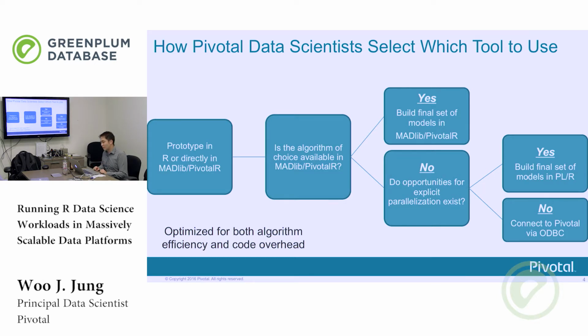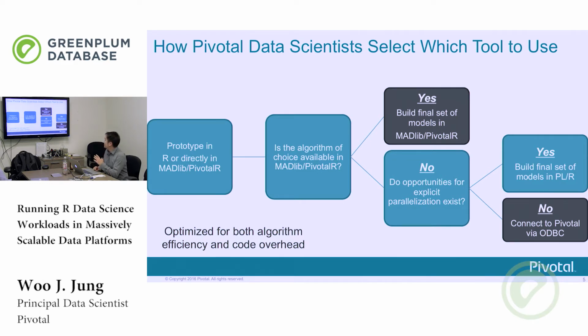That's the perfect scenario for something like procedural language R or procedural language Python. Oftentimes, a lot of the cutting edge research in machine learning, AI, and statistics is accompanied by an R package or a Python package that practitioners can then use in their workflows, right? And so that's exactly the workflow that we want to focus on for today's session, which is a scenario where the algorithm of choice isn't available in MADlib, Pivotal R, H2O, or MLlib for that matter, and opportunities for what we call explicit parallelization exist, right?